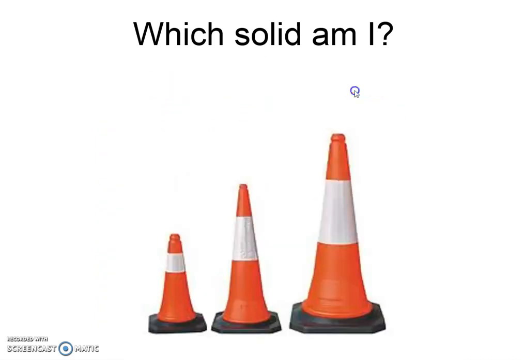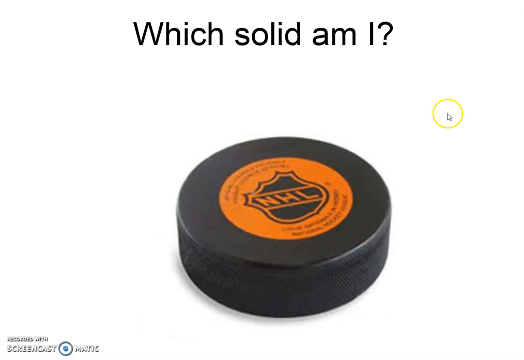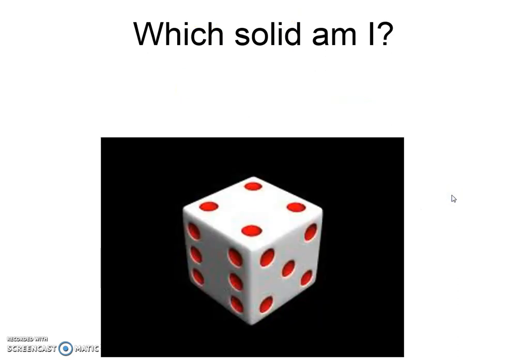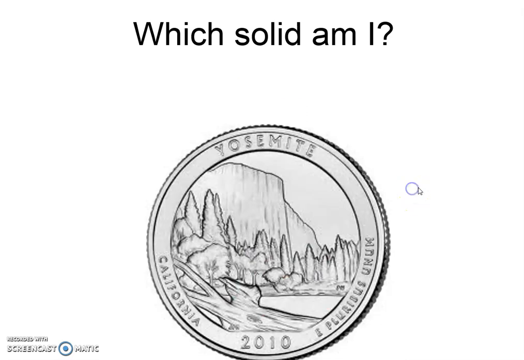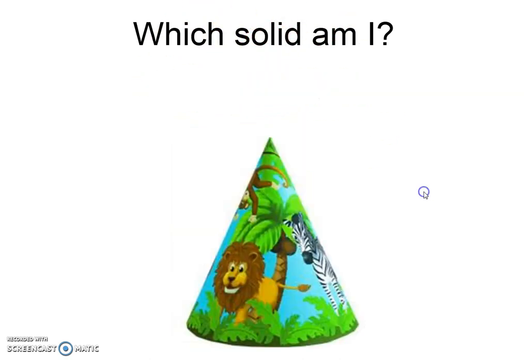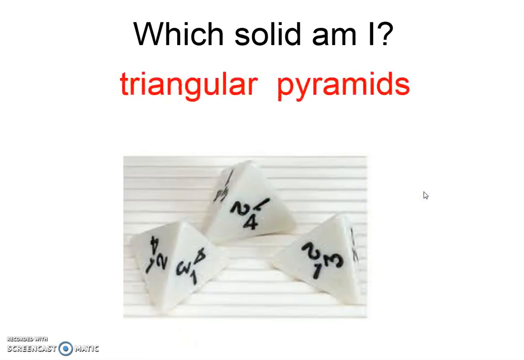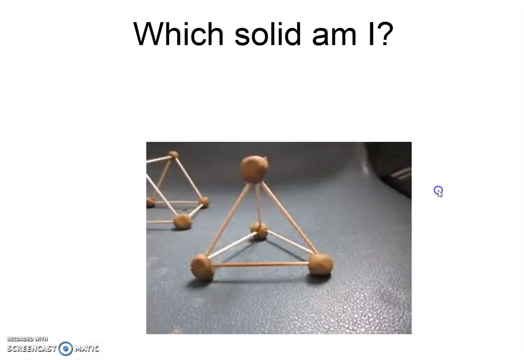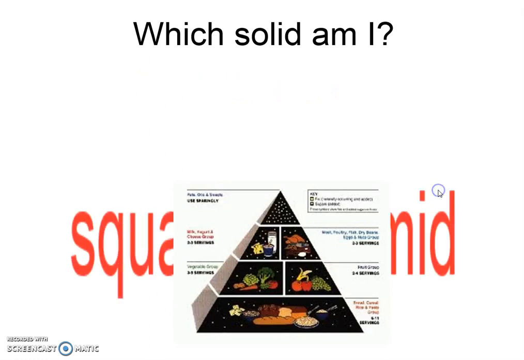Bricks, rectangular prism. Cones, although they're called cones, they really don't go to a perfect point up there on the top, just because they would be hard to make that way. Hockey puck is a cylinder. The tent, triangular prism. A die is a cube. Quarter, a really thin cylinder. Looks like we got a triangular pyramid there. Party hat would be a cone. These kind of dice I don't think I have, but they're triangular pyramids. Rubik's cube. Triangular pyramid, square pyramid.